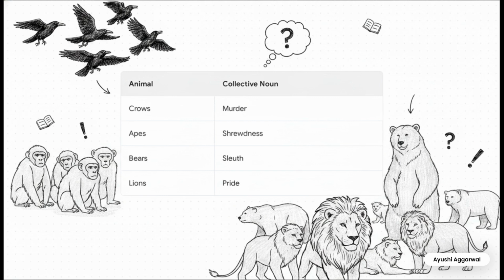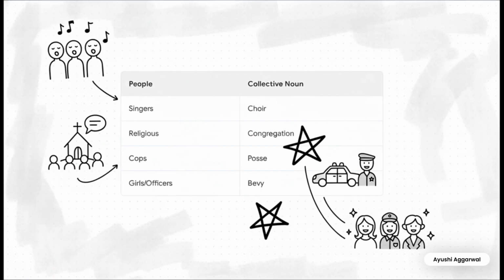तो बस इन्हें रट लीजिए. अब आते हैं groups of people पर. A group of singers is a choir. Now please star mark these next two words in your notes, congregation and posse. When people gather to discuss religious issues, that is a congregation. A group of cops or policemen, that's a posse. And a group of girls or female officers is called a bevy. These are super high-frequency exam words, bachon, so don't forget them.